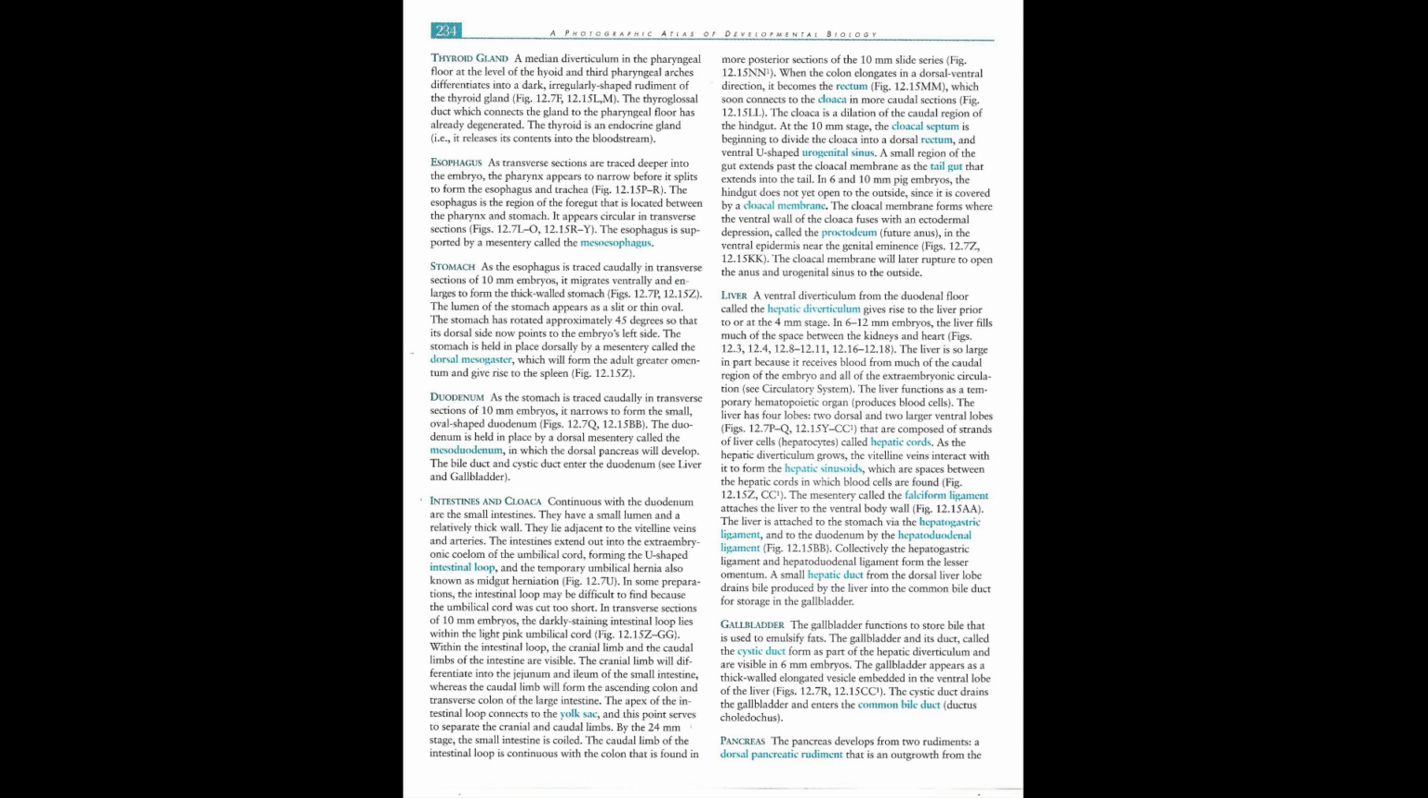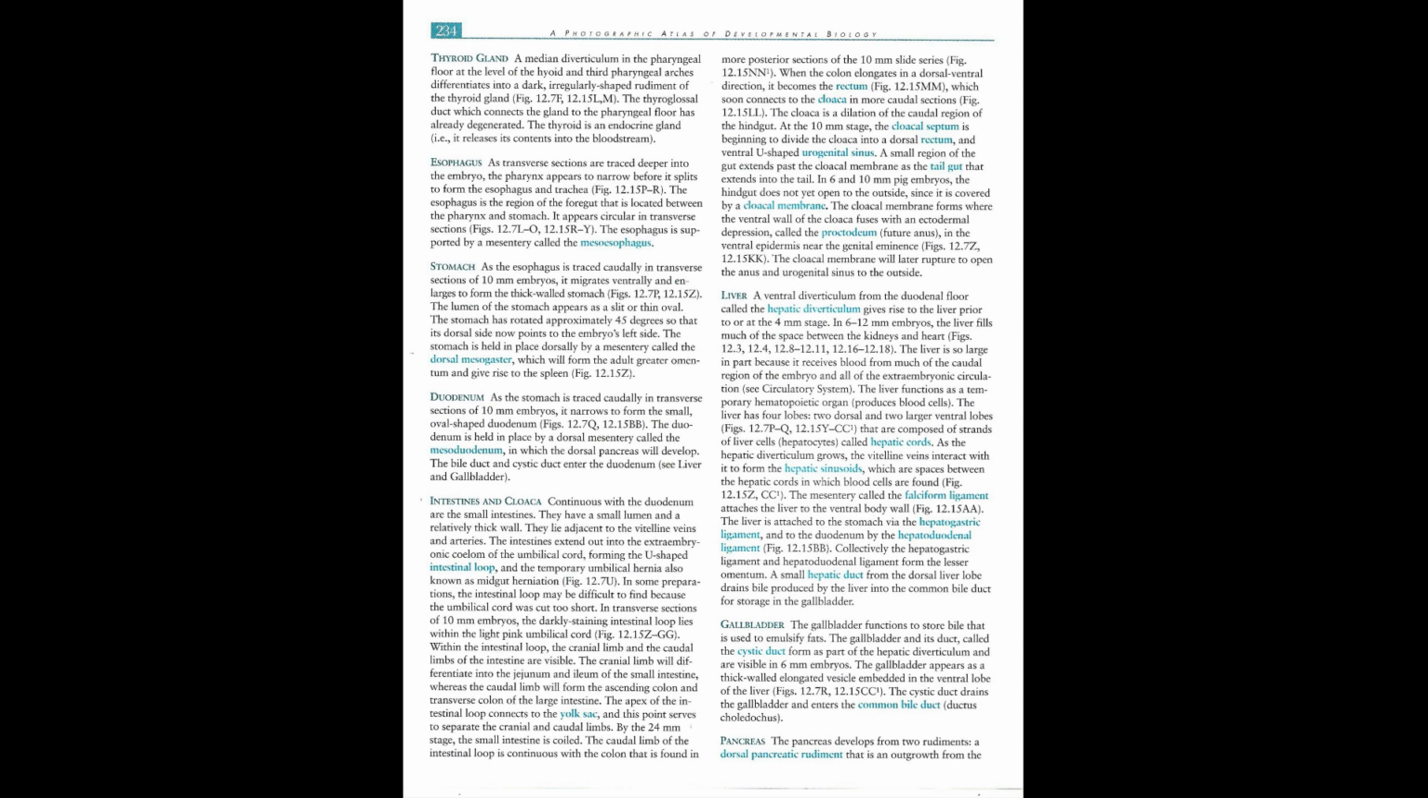Intestines and cloaca. Continuous with the duodenum are the small intestines. They have a small lumen and a relatively thick wall. They lie adjacent to the vitelline veins and arteries. The intestines extend out into the extraembryonic coelom of the umbilical cord, forming the U-shaped intestinal loop, and the temporary umbilical hernia, also known as midgut herniation, Fig 12.7U. In some preparations, the intestinal loop may be difficult to find because the umbilical cord was cut too short.